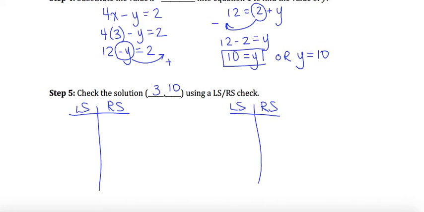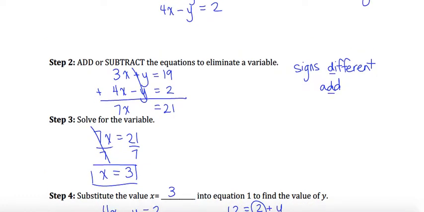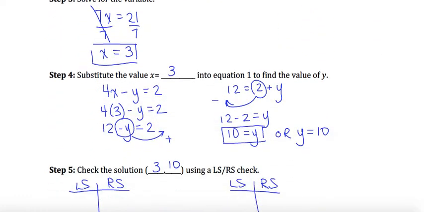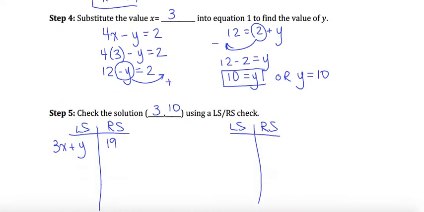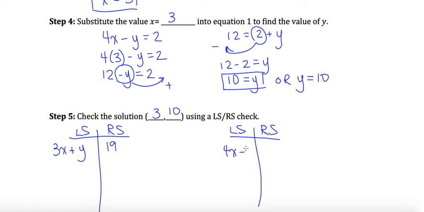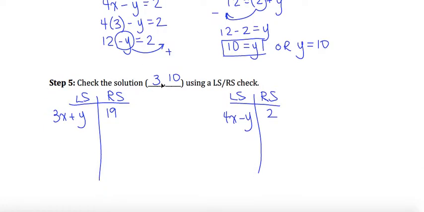So the left-hand side of my equation is 3x plus y, and that is equal to 19. And my second equation was 4x minus y, and that's equal to 2. So I'm plugging in the values for x and y. So I have 3 times 3 plus 10 is equal to 19. 3 times 3 is 9, and 9 plus 10 is 19. That one works. That's great.